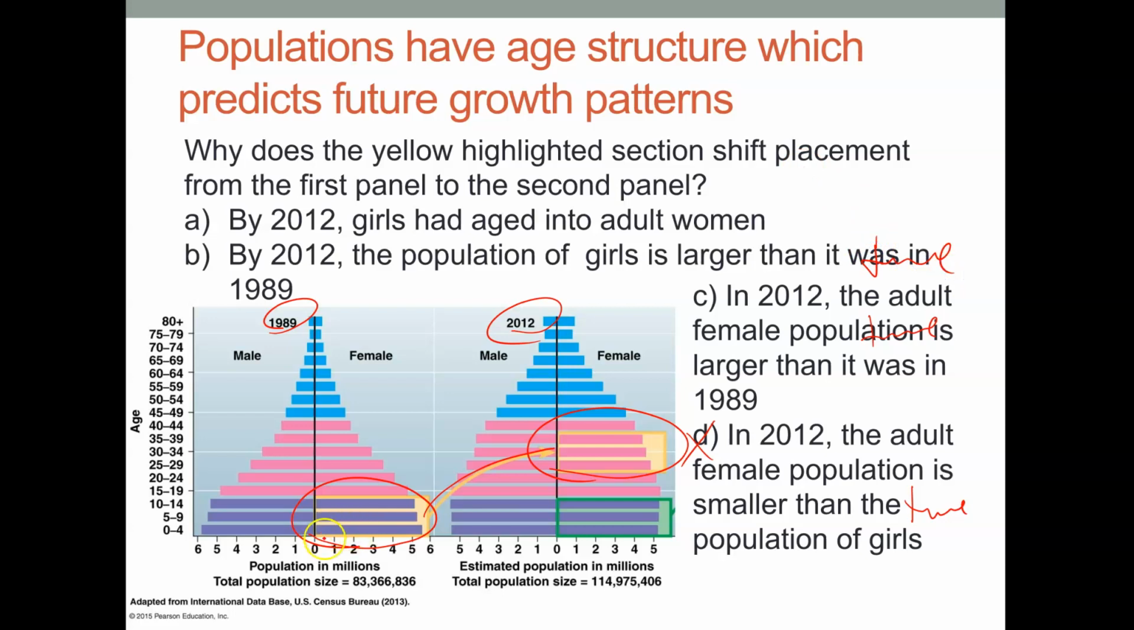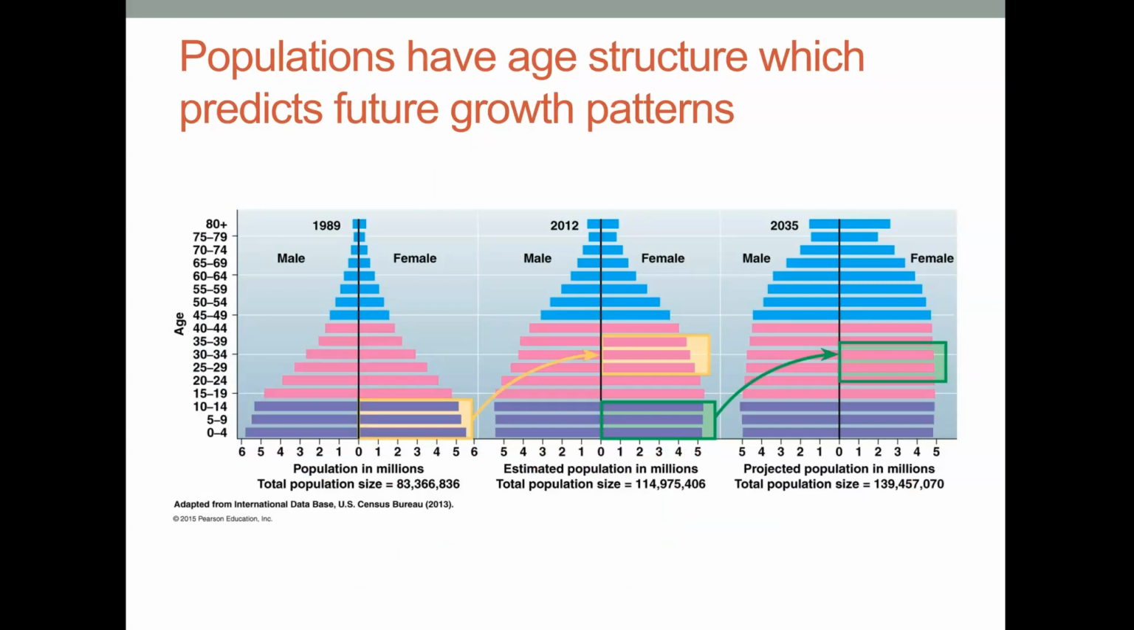The reason that this shaded yellow area shifts from one graph to the next is that these girls, so we're looking at females that are 14 and younger, by 2012 are here now. They're from ages 25 to 39. So of course, over time, we're looking at how this population moves through time. So this allows us to predict what future growth patterns will look like.